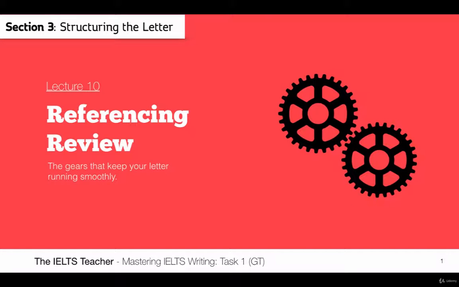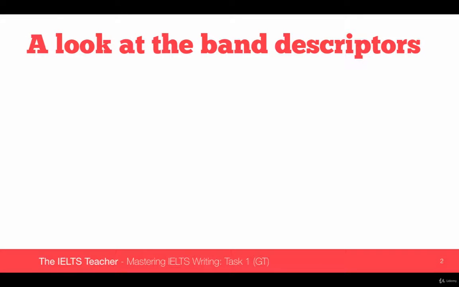In the final lecture of this section on coherence and cohesion, we're going to be thinking about referencing: what referencing is, how it helps the letter to run smoothly between different ideas, sort of like cohesive devices, and how we can use them in the letter to make sure that we address band descriptor requirements as well. Okay, so let's think about those band descriptor requirements to start things off.